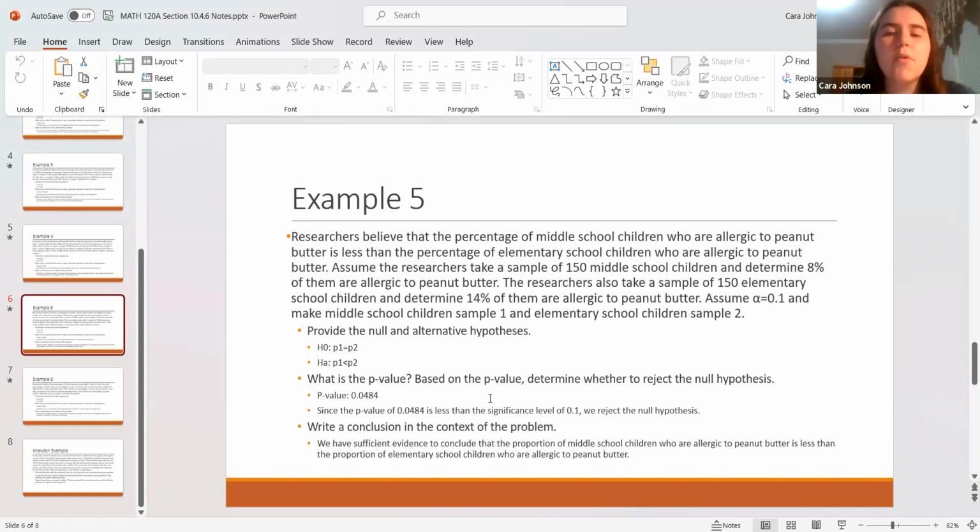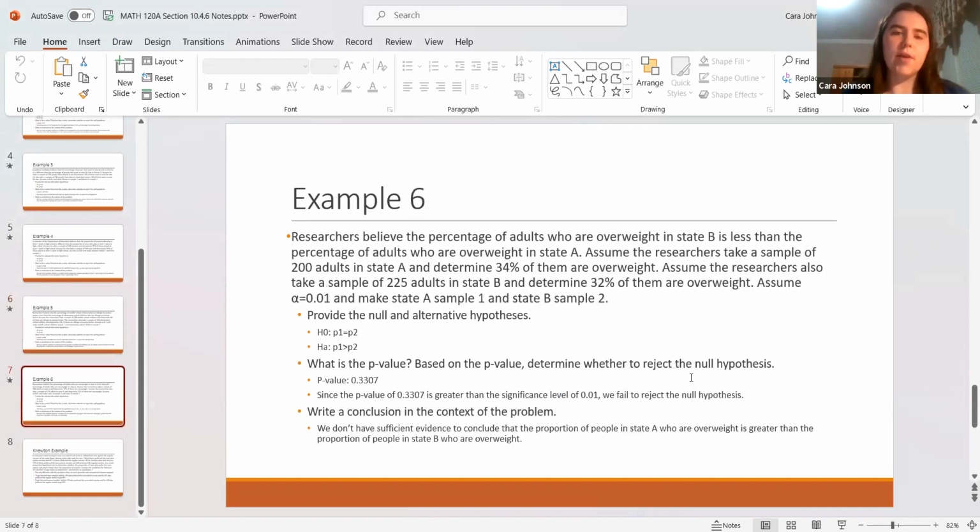All right, let's do one more example here. Researchers believe the percentage of adults who are overweight in state B is less than the percentage of adults who are overweight in state A. Assume the researchers take a sample of 200 adults in state A and determine 34% of them are overweight, and they take a sample of 225 in state B and 32% of them are overweight.